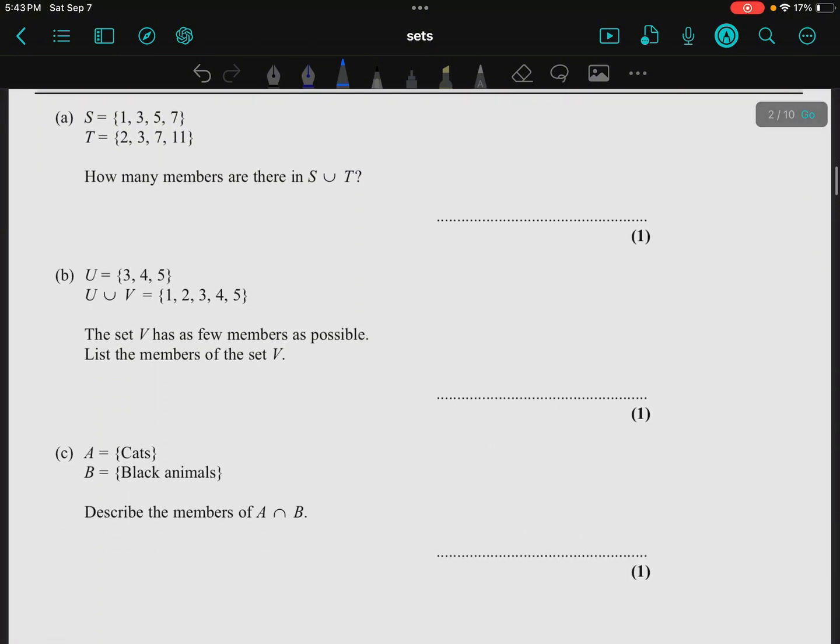Then question number 4. S and T, two sets are given. How many members are there in S union T? So in S union T, first of all, you will write S and then T. 1, 3, 5 and 7, and then 2, 3 is repetition, 7 is repetition, and then 11. So how many members are there? 1, 2, 3, 4, 5, 6. 6 members are there.